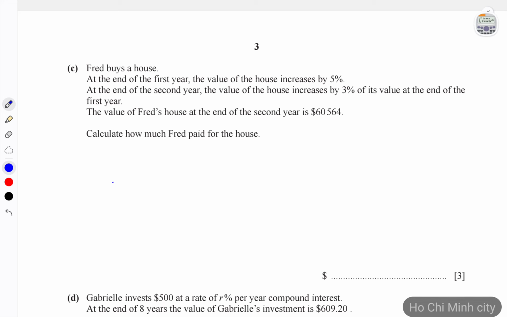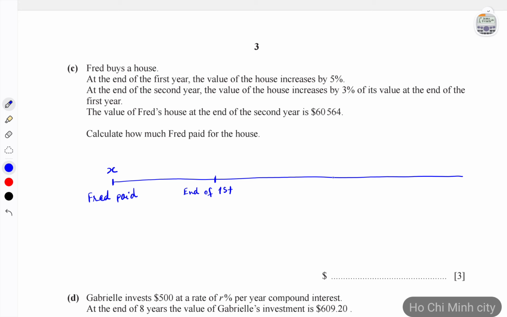All right, so we can demonstrate the word problem in a timeline like this. This would be the time when Fred paid for the house, so that would be the beginning of the first year. Let's say the amount of money that Fred paid is the letter X. Then there would be the end of the first year, and here is the end of the second year.